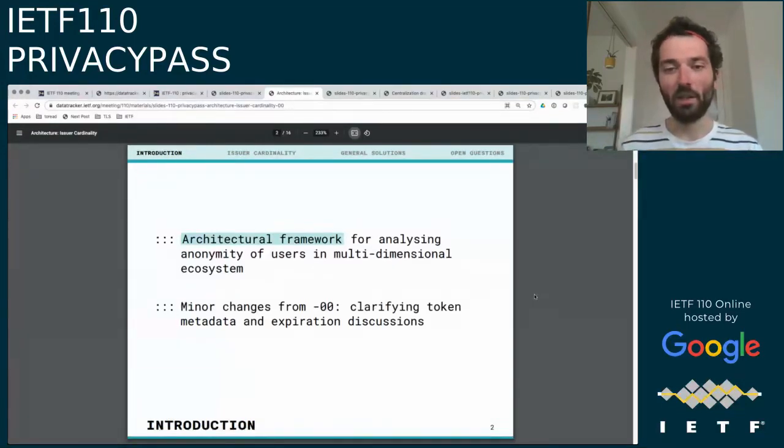these ecosystems. So we're currently at the second iteration of the architecture document in this working group, and there have been minor changes in the last iteration around clarifying token metadata considerations, which, as Chris mentioned, is going to be discussed later. Next slide, please.